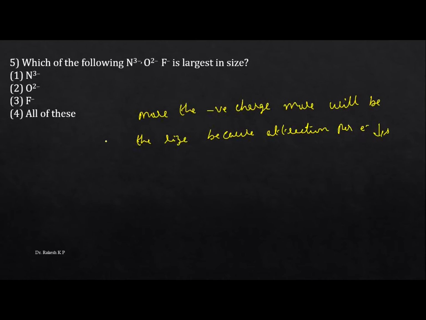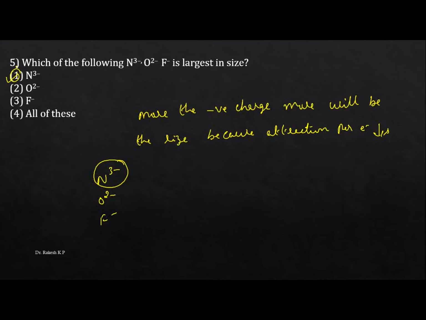Now you have to just identify here: N3 minus, O2 minus and F minus. The negative charge is the most for N3 minus. Because of the higher negative charge, the attraction per electron will decrease. If there is a decrease in the attraction, the size gradually increases. Hence in this case the option is the first one.